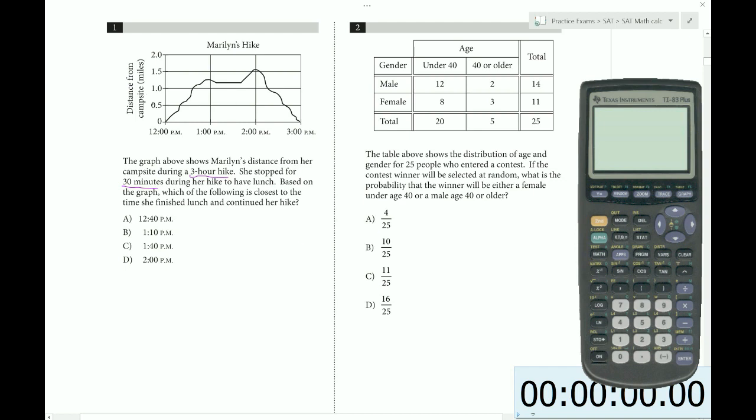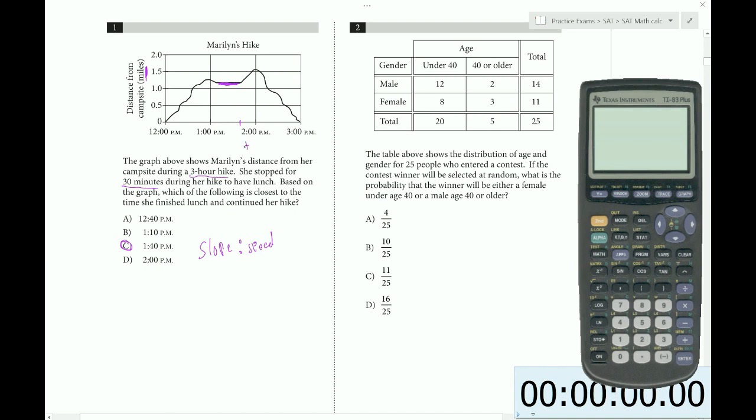So what we're looking for here is a flat section. Okay. So it seems like she finished her lunch right around this point, and that looks to me like about 1:40 p.m. The reason why we're looking for a flat section is because the slope of this graph represents the velocity, or in other words, speed. And the way that I can tell that is by looking at the units of my y and my x.